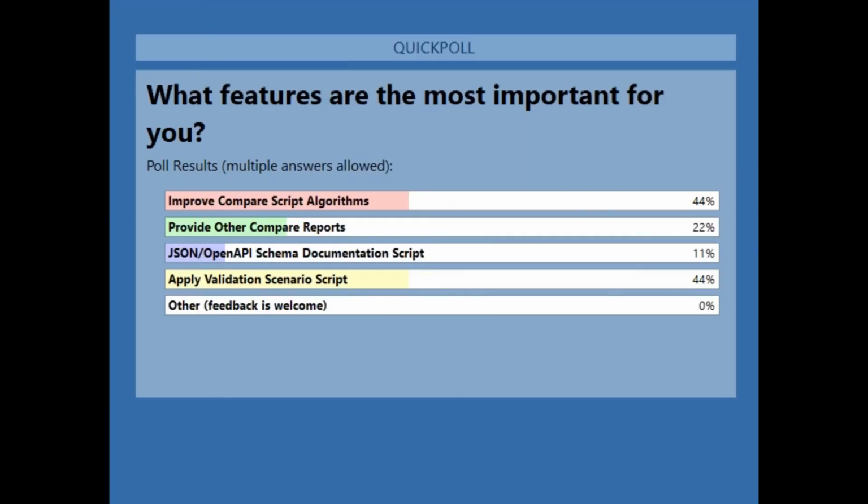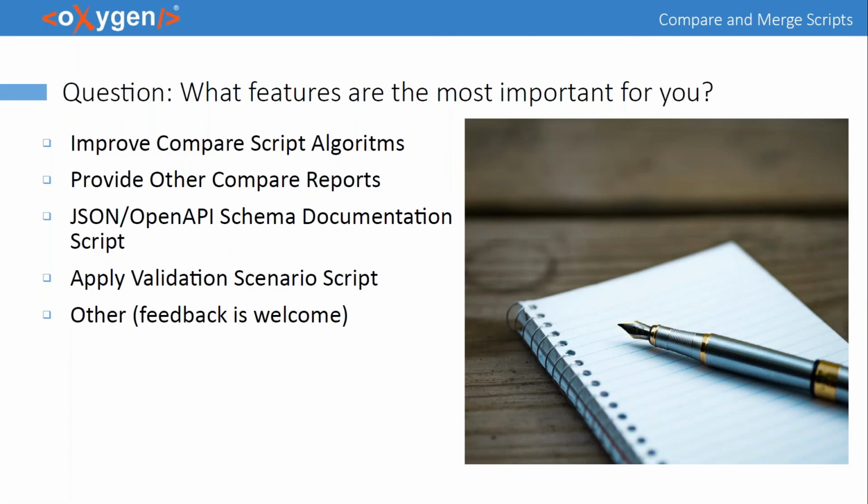So we see that there are a lot of you that want to improve the comparison support, and we'll do this. Thank you for your feedback. Some of you wanted to have other reports, and we wait also maybe for ideas and what type of reports you want. Some of you wanted to have this JSON schema documentation script, and the validation. There are a lot of you with the validation, so we'll add this feedback on the task that we have for validation. So thank you for your feedback.